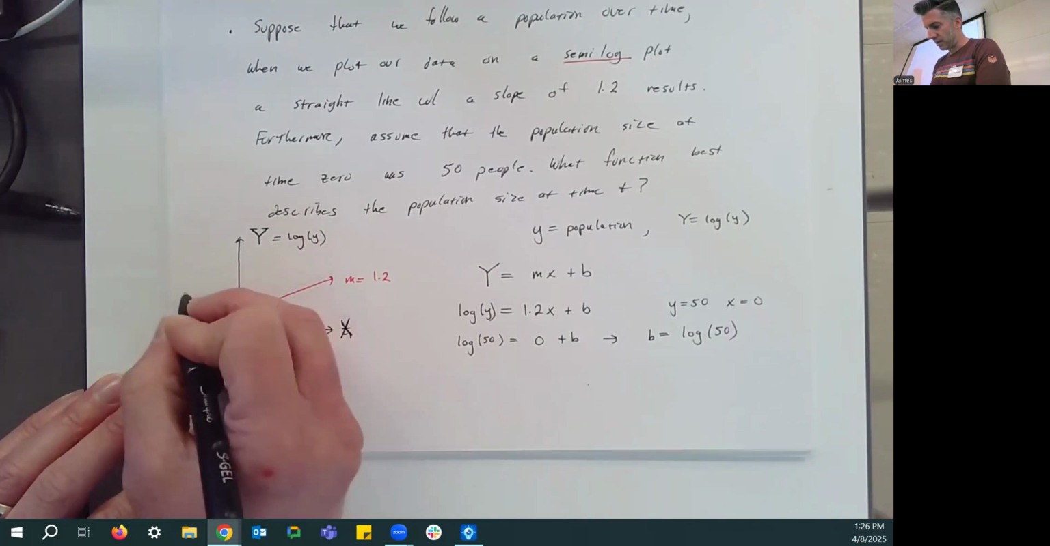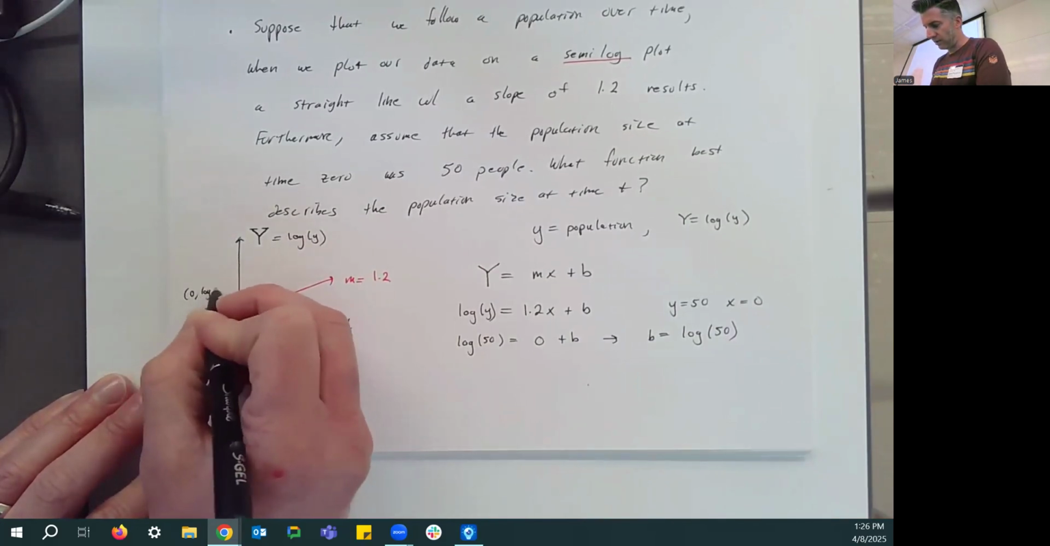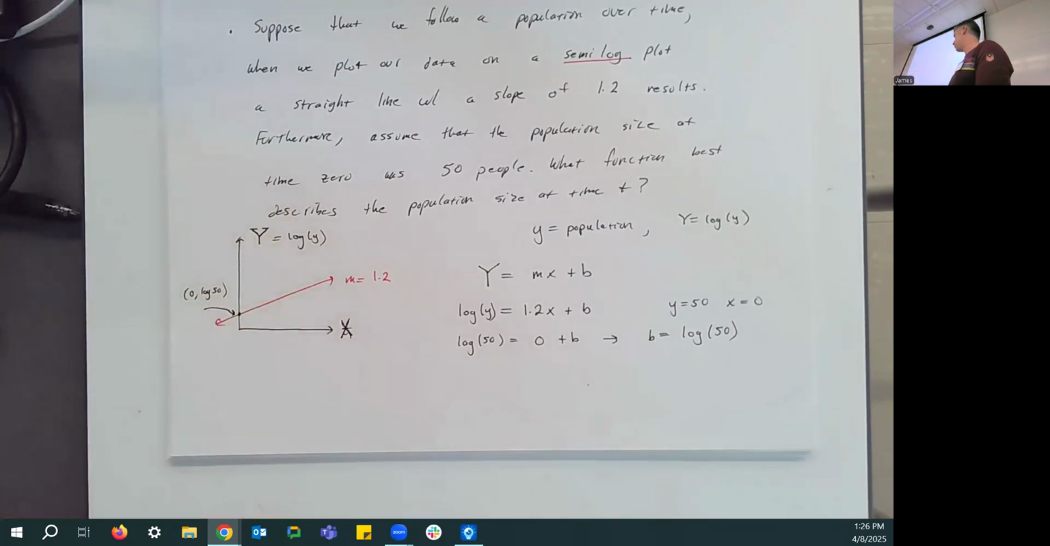That point there is 0, comma log of 50. So I would say if you see a problem like this, be careful when you read it about whether they're saying you have a y-intercept or an amount of stuff at time equals 0, because they mean slightly different kinds of things. One is talking about the point on the graph. One is talking about the y value before you've taken the log of it.